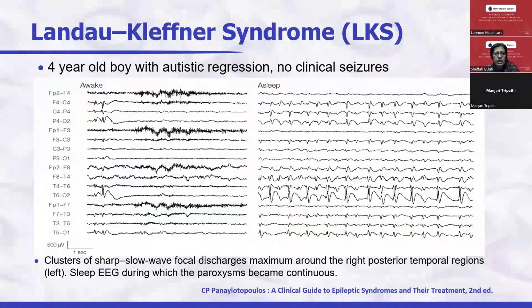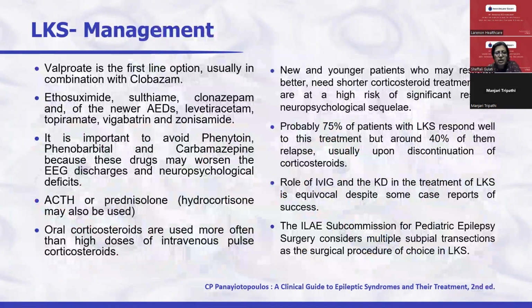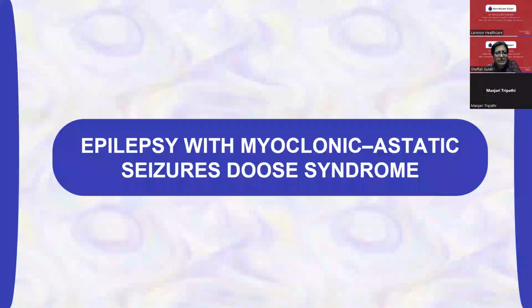This was again a 4-year-old child with autistic regression and few clinical seizures. You can see clusters of sharp slow wave focal discharges, maximum around the right posterior temporal regions, and sleep EEG during which the paroxysms have become continuous. So LKS versus epilepsy with CSWS: we talked about the temporal and frontal regions, and behavioral problems can be seen more in the CSWS pattern. In management, valproate is the first line of action, and what we try to give.